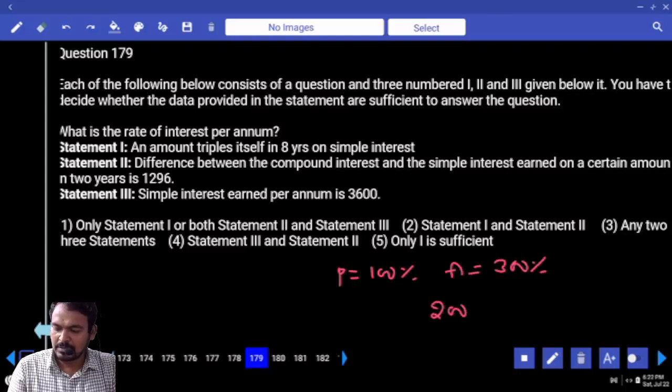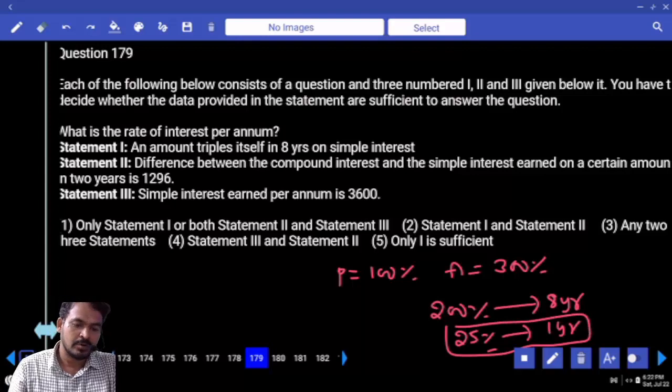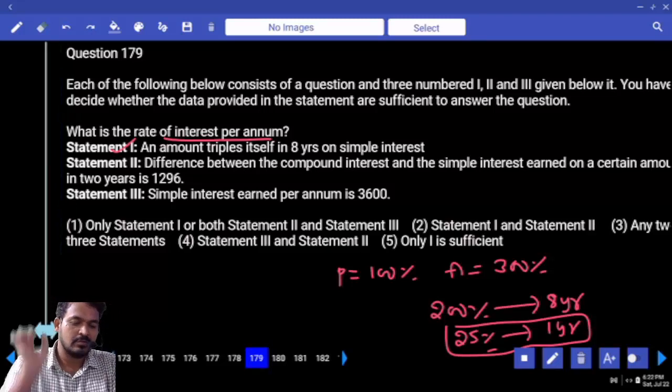The 200% interest is received in how many years? 8 years. In 8 years the interest is 200%. What is the 1 year interest? 25%. What is the per annum interest? 25%. From the first statement we get the rate percent. Then is 1 alone sufficient or not sufficient? Sufficient. What is the second statement?